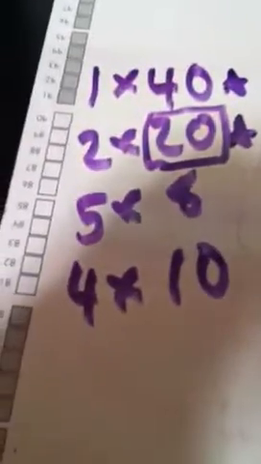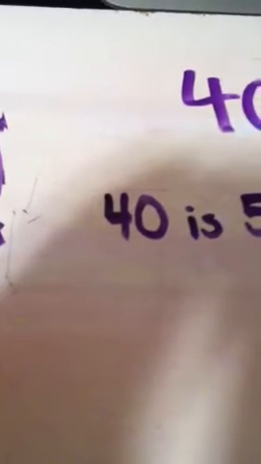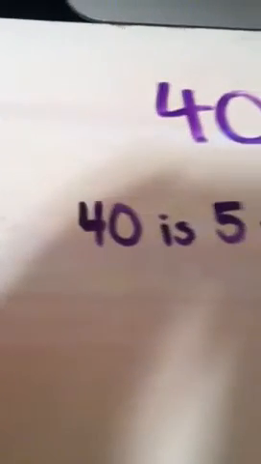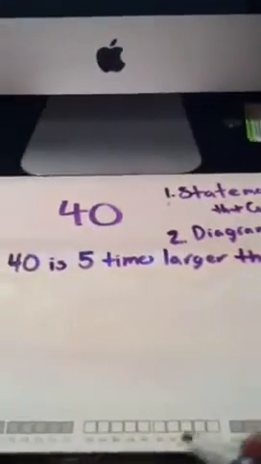So the statement, you're going to go back and use the number you start with and your factor pair. So I'm going to use for this problem 5 times 8 for my 40. So what I'm going to do is I'm going to start off with my number that I originally started with, which is basically my product. I'm going to say 40 is 5 times larger. I don't know if I can fit that all on the screen. 40 is 5 times larger than 8.